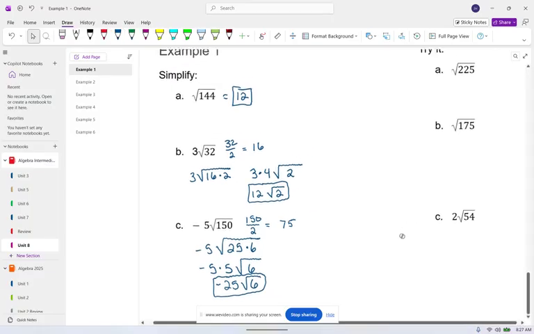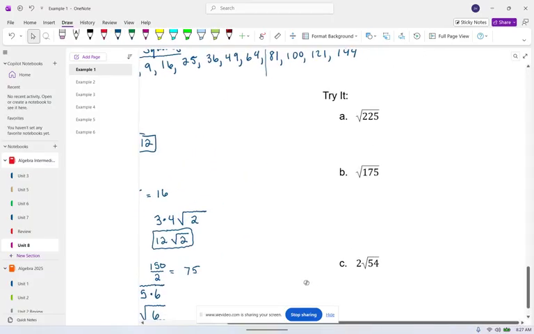So guys, that's it. That's how you do it. I'd like you to go through the try it phase. Now try it with 3 new numbers and see if you can come up with the simplified version of these radicals. If you guys have any questions, please let me know. Otherwise, we'll talk in class.